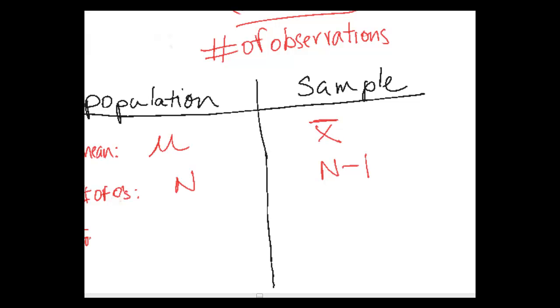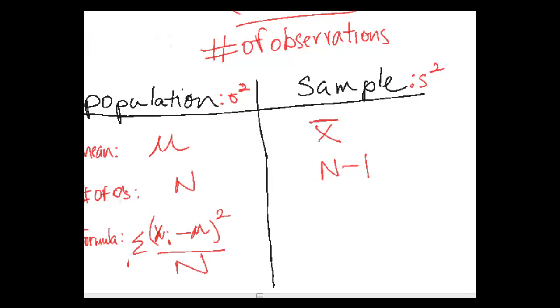Alright, so as a result, the formula for, I never gave you the symbols, the symbol for population variance is sigma squared, and for sample variance is s squared. So the formula for population would be the summation of xi minus mu squared over n, and then for the sample, it's going to be xi minus x bar. Right? So those are the basic formulas.